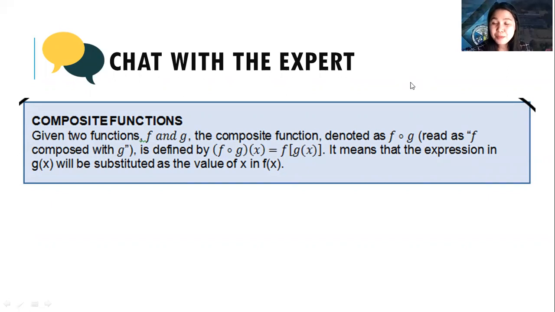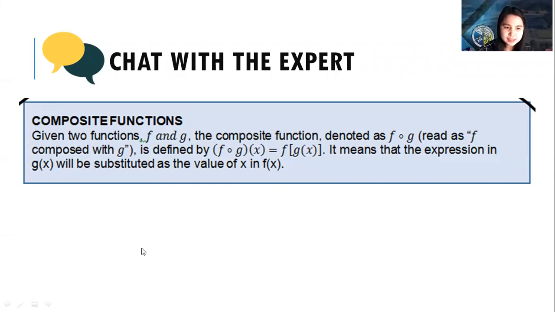The next part is on composite functions. This is the last of the 5 operations. Now, there are 2 given functions, f of x and g of x. If you say composite function, then we use the other function as the value for the x of one function.